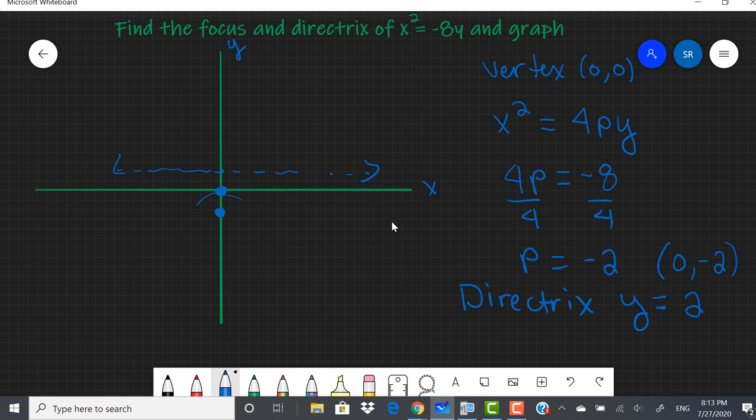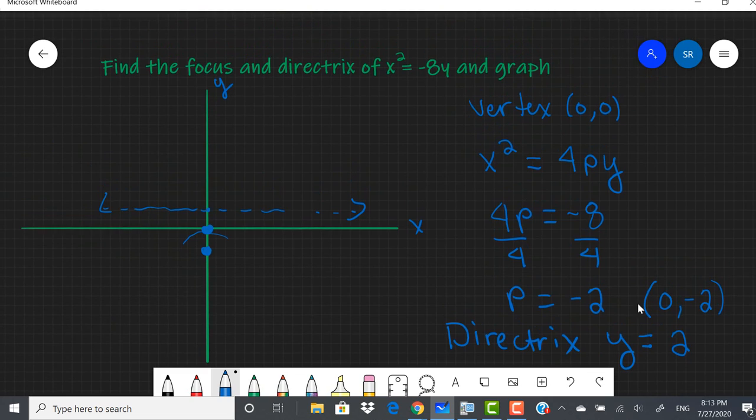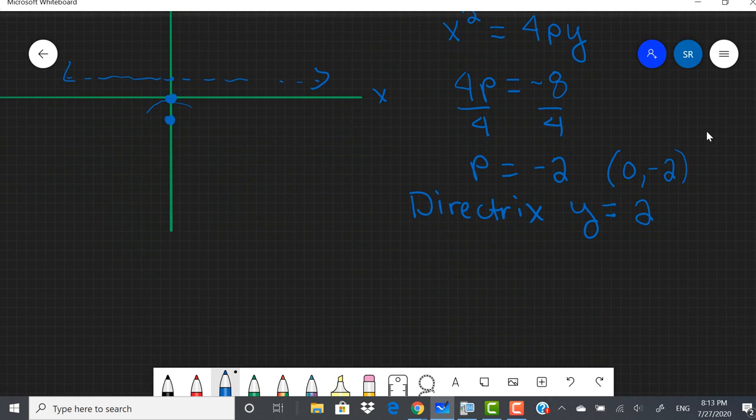Okay, so now we're just going to find a couple points. The best thing to do is to take your p-value and go back to your original equation and plug in your p-value for y, and that'll usually get you a perfect square. So going back, again, my equation was x squared equals negative 8y, right? So what I want to do is do x squared equals negative 8 times negative 2 to find a perfect square here. So we end up with 16. So my x equals plus or minus 4.